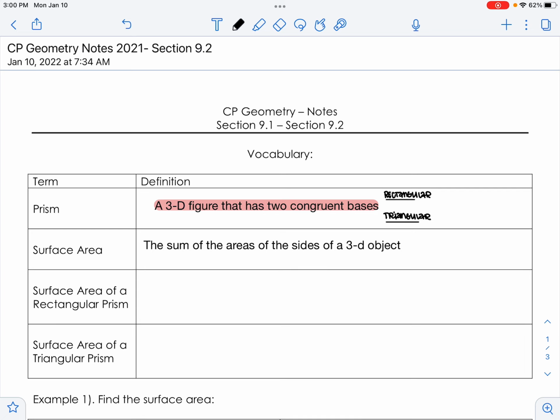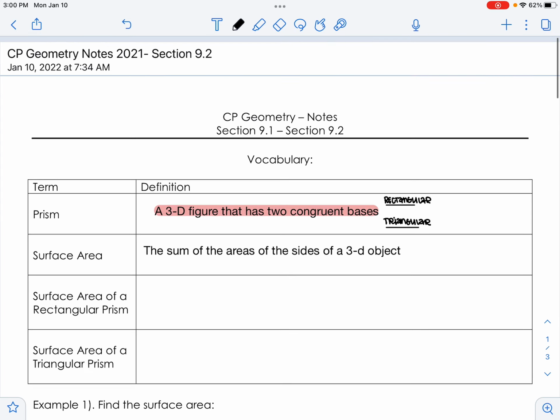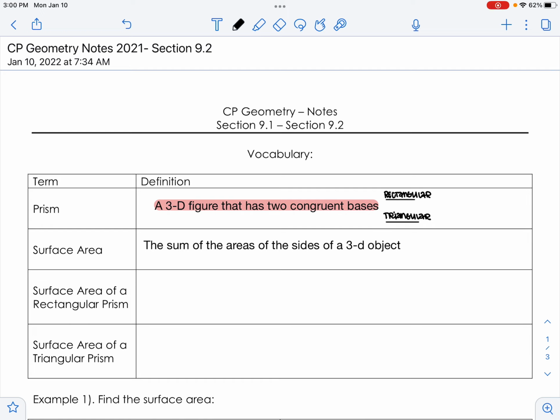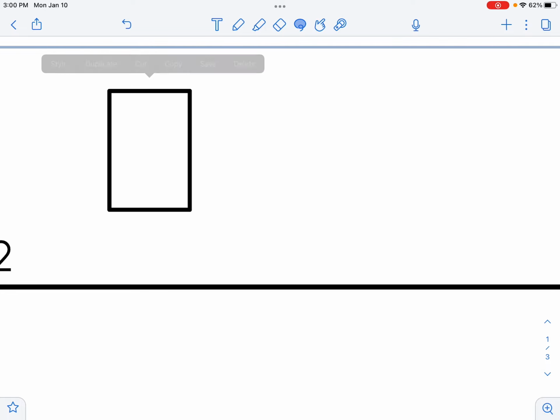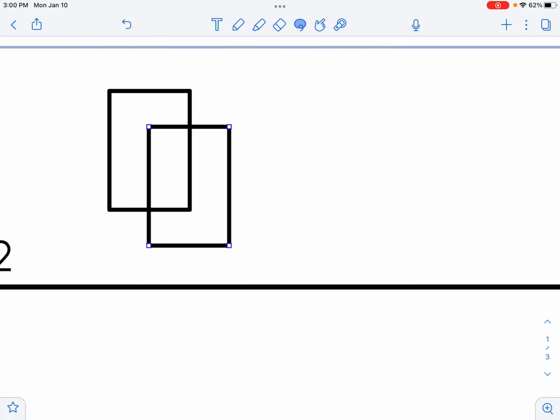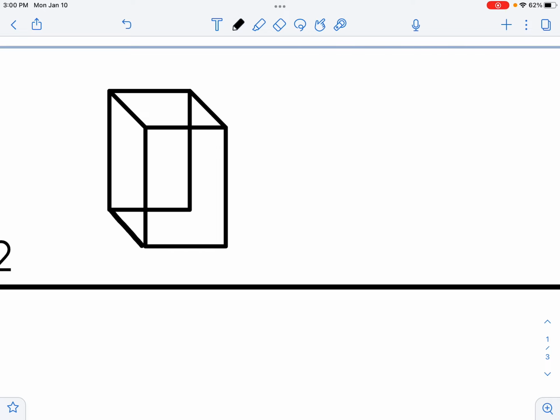So if I just quickly drew these two examples, a rectangular prism is going to look like this. What we're going to do is start with a rectangle, and then we're going to copy and paste that rectangle. And I'm sure you guys have drawn these before. Now we're just going to make this three-dimensional, where I'm now going to connect these sides. And here is our rectangular prism.